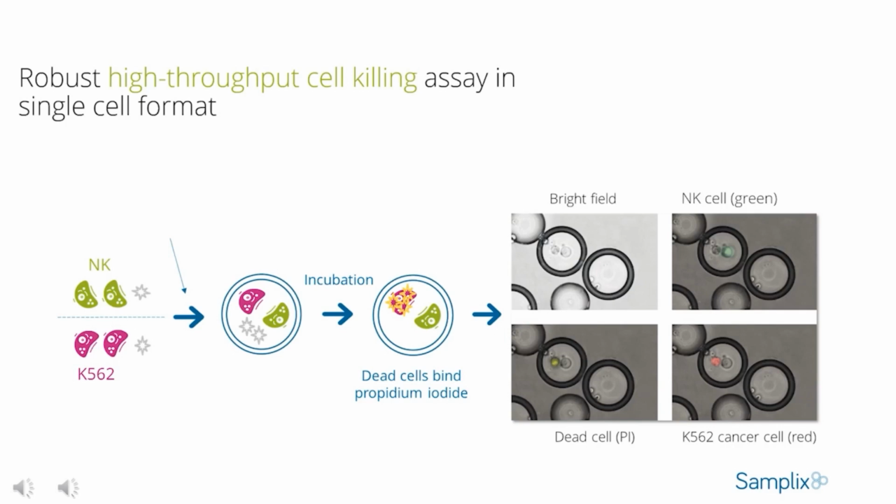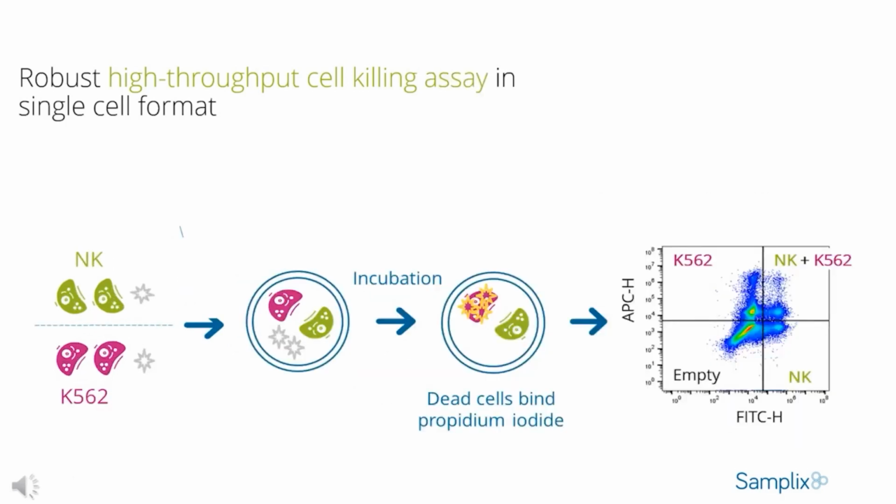In this case, we have taken an NK cell, stained in green, and co-encapsulated it with a K562 target cell, stained in red. They were incubated in droplets, and killing was measured over time by the detection of propidium iodide signal, indicating cell death. These microscope images show the same droplet containing both cell types. We can identify each cell by their different staining and detect the death of the target cell by the propidium iodide signal. This assay was analyzed by flow cytometry.